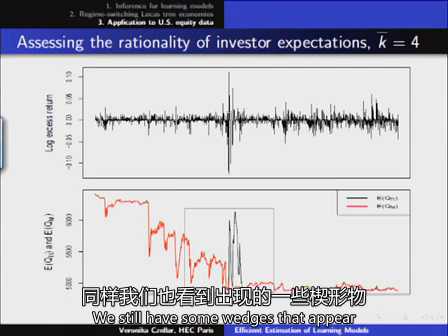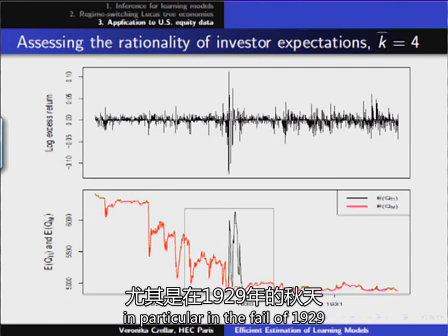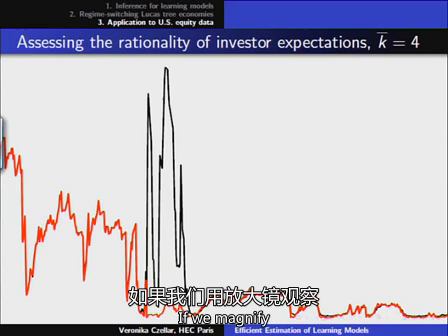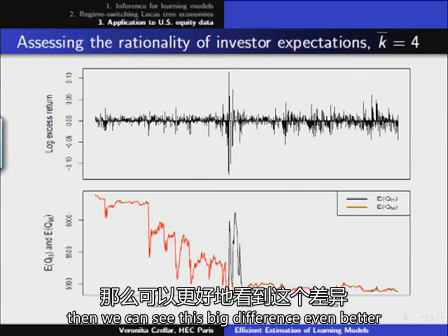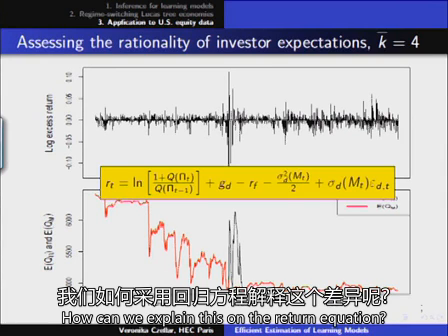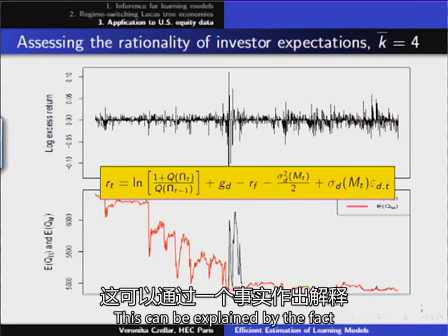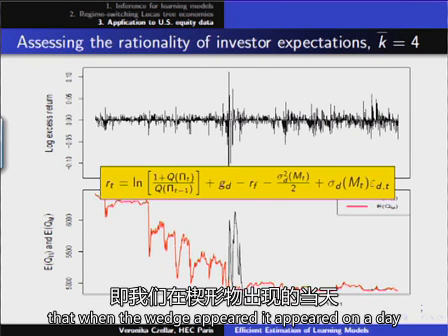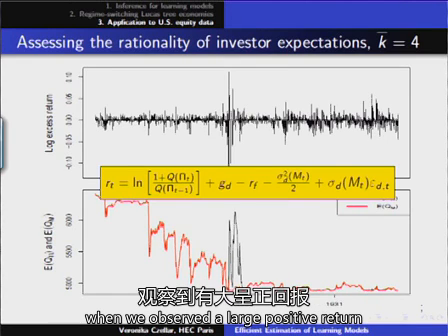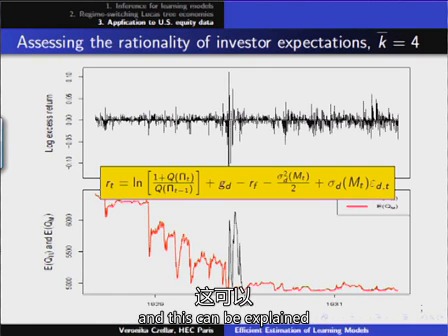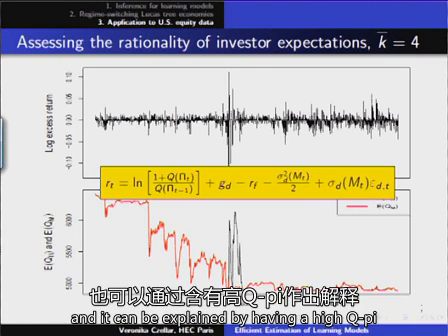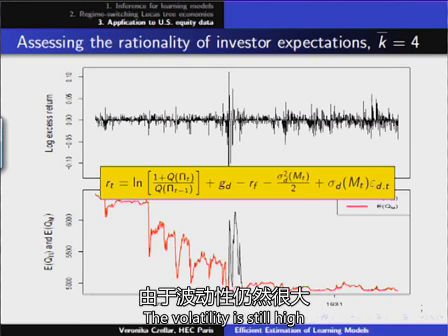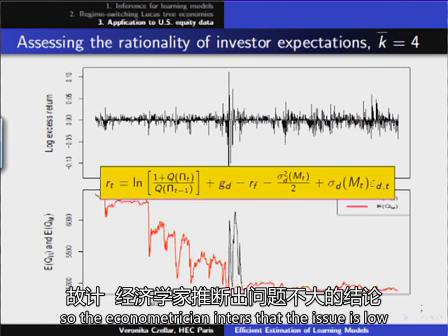Now we still have some wedges that appear, in particular in the fall of 1929. If we magnify this, we can see this big difference even better. And how can we explain this? Let me remind you of the return equation. The wedge appeared on a day when we observed a large positive return after a large negative one. This can be explained from the point of view of the investor only by having a high Q pi while the volatility is still high. So the econometrician infers that the price-dividend ratio is low.